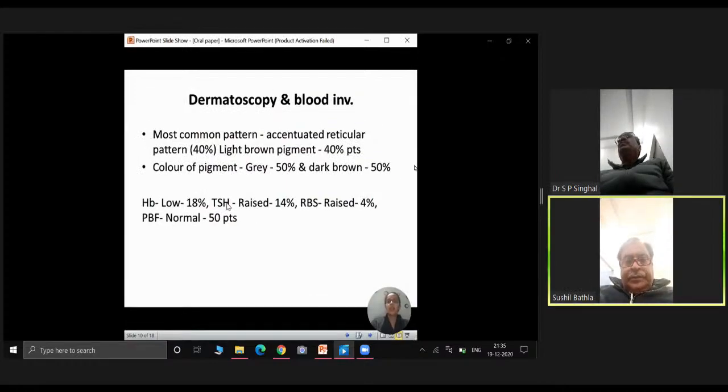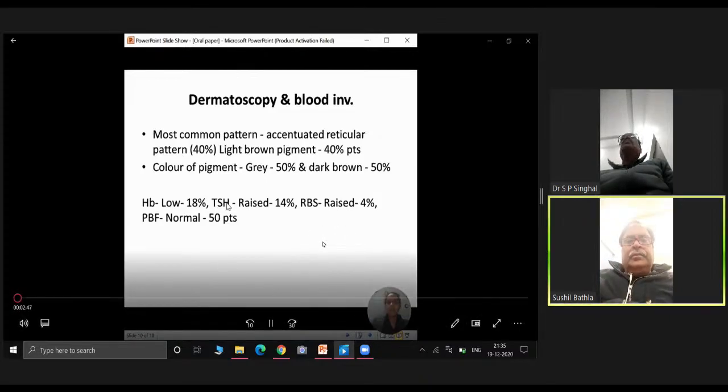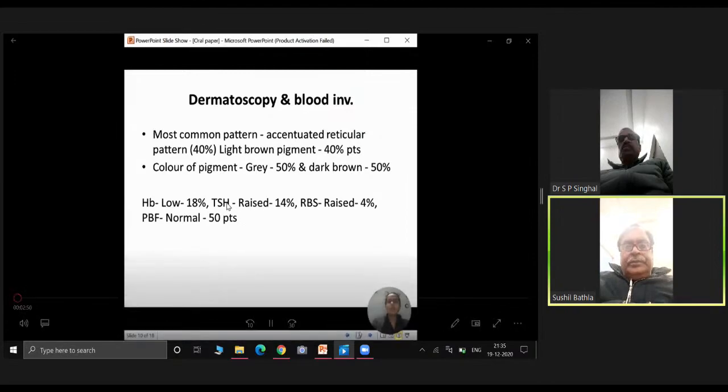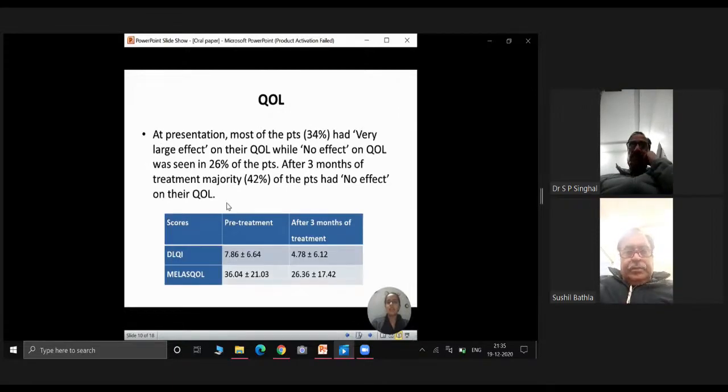Out of 50 patients, 18% had low hemoglobin. Thyroid stimulating hormone was raised in 14%, while 4% had raised blood sugar. Peripheral blood film values were normal in all 50 patients.